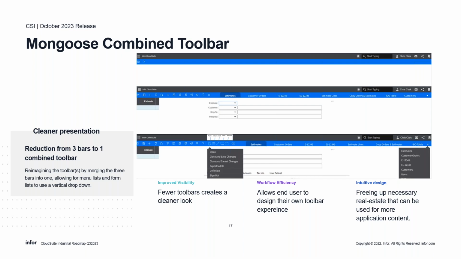So we had the Windows toolbar, we had the application, we had the Infor OS toolbar, and Mongoose had a toolbar. We had just a lot of different toolbars. So we were looking for ways to consolidate that and take it from 3 bars to one combined toolbar, because obviously, with a web browser, we can't do anything with that particular toolbar, but the ones that we had access to, we wanted to merge them together and allow for the menu list and form list to be used in a vertical drop down.